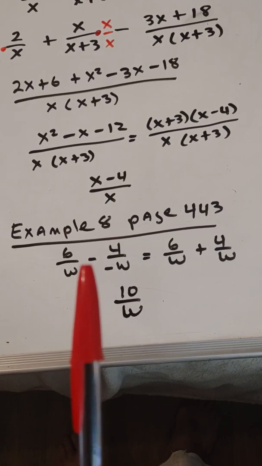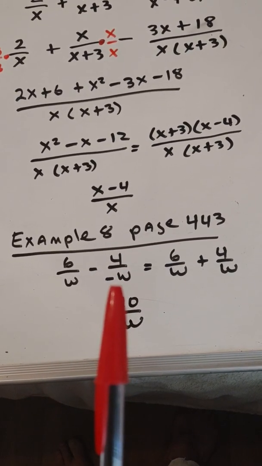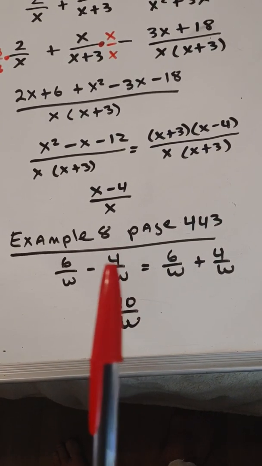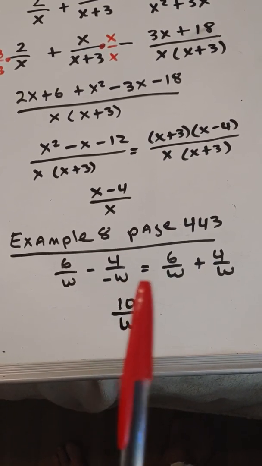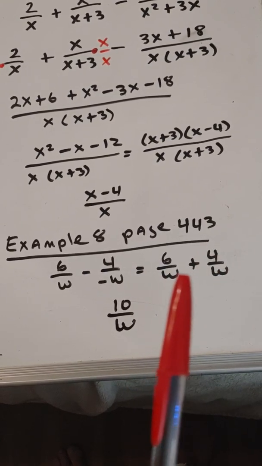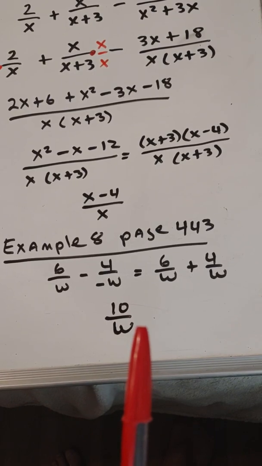It's 6 over w minus 4 over negative w. Remember we talked about fractions. When one of the top or bottom is negative, the whole thing is negative. So this is a double negative, which makes it positive. So we have 6 over w plus 4 over w. We have the same denominator, so we don't have to do anything. So it becomes 10 over w.